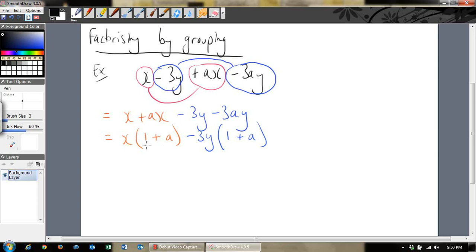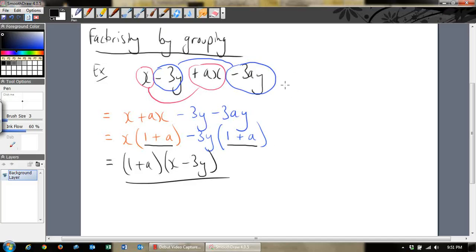And this is exactly what we're trying to do. What you're trying to do is get the binomial term inside the brackets to be the same. And that's what we've ended up with. And like in the previous examples, we can take 1 plus a out as a factor, and we've got x minus 3y left as our remainder. So you've factorised this into two separate brackets.